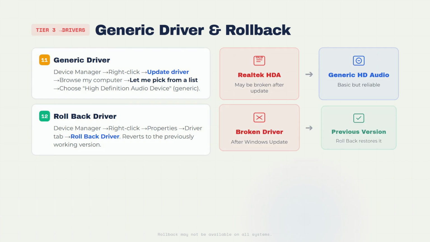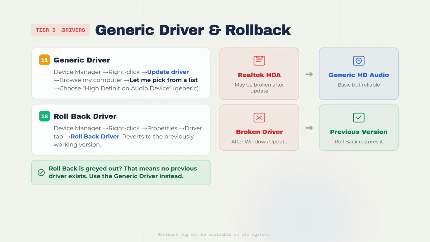If the standard driver update didn't help, try these 2 alternatives. First, switch to the generic Windows audio driver. In Device Manager, right-click your audio device, choose Update Driver, then Browse my computer, then Let me pick from a list. Select High Definition Audio Device. It's basic but extremely reliable. Second, roll back the driver. Go to Properties, then the Driver tab, and click Roll Back Driver. This reverts to the previously working version. If the button is grayed out, no previous driver exists, so use the generic driver instead.